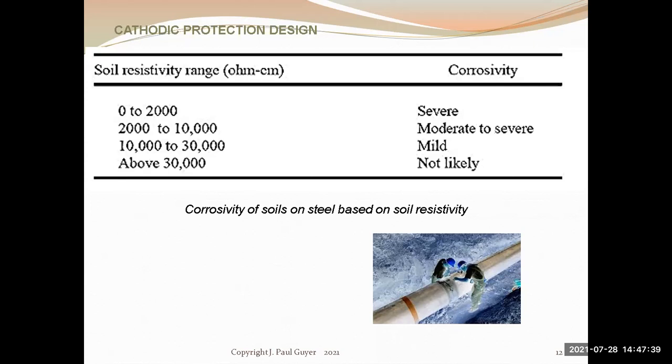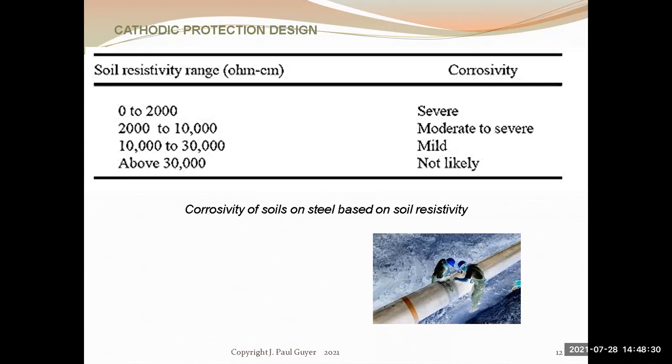And so if the soil resistivity that you measure as part of your field work is in the range of 0 to 2,000 ohm centimeters, that is a low resistivity soil, and that is characterized as a severely corrosive soil. So low soil resistivity means severely corrosive soil environment. If the soil resistivity that you measure is in the range of 2,000 to 10,000 ohm centimeters, that's characterized as moderate to severe corrosivity.